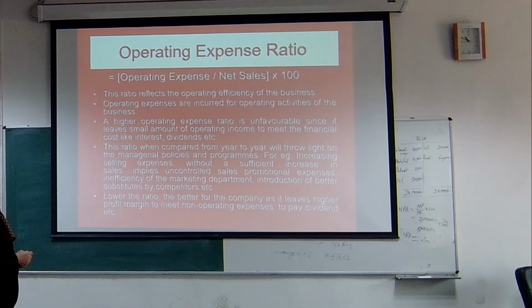The formula to calculate operating expense ratio is operating expense upon net sales into 100. Now the question arises how operating expense is to be calculated. But remember, before I tell you what is operating expense and how it is calculated, remember this, that this ratio reflects the operating efficiency of the business.